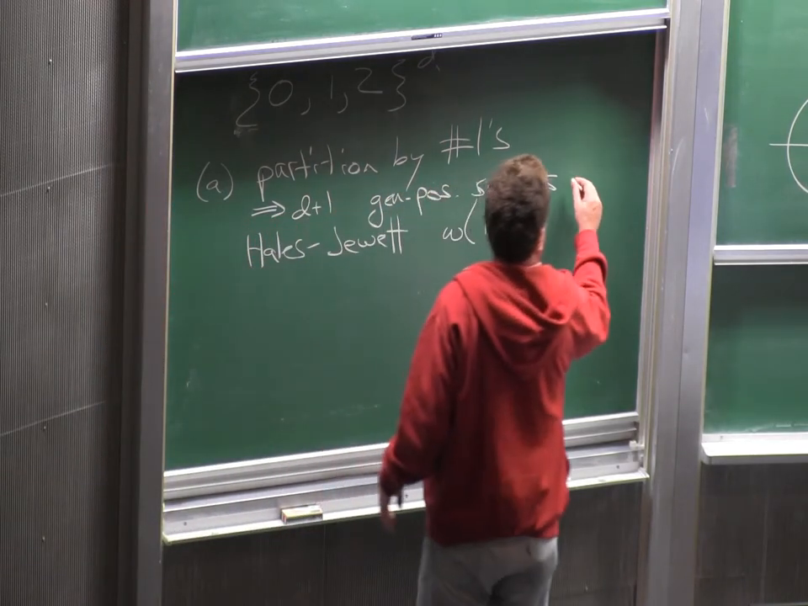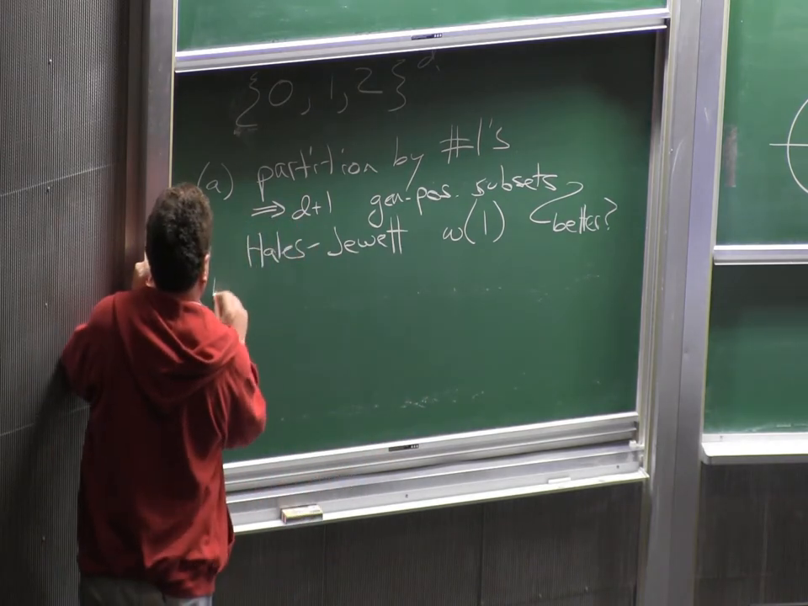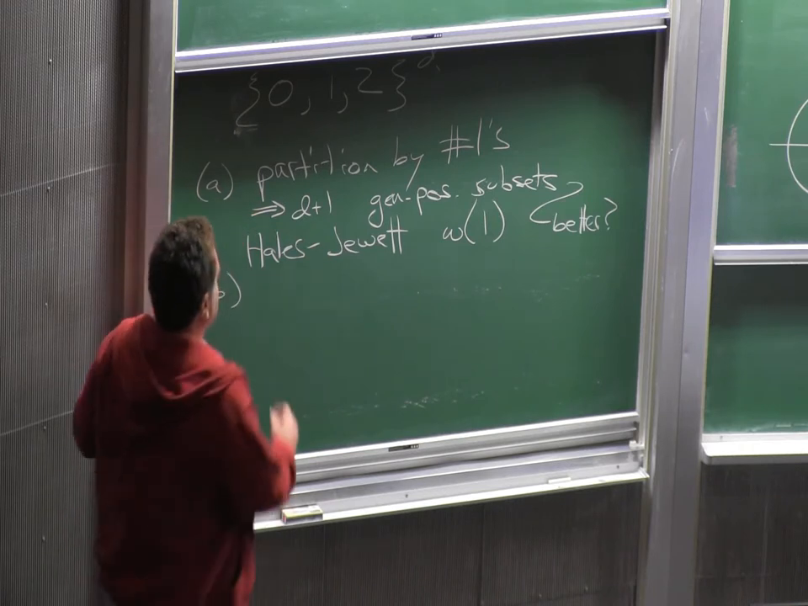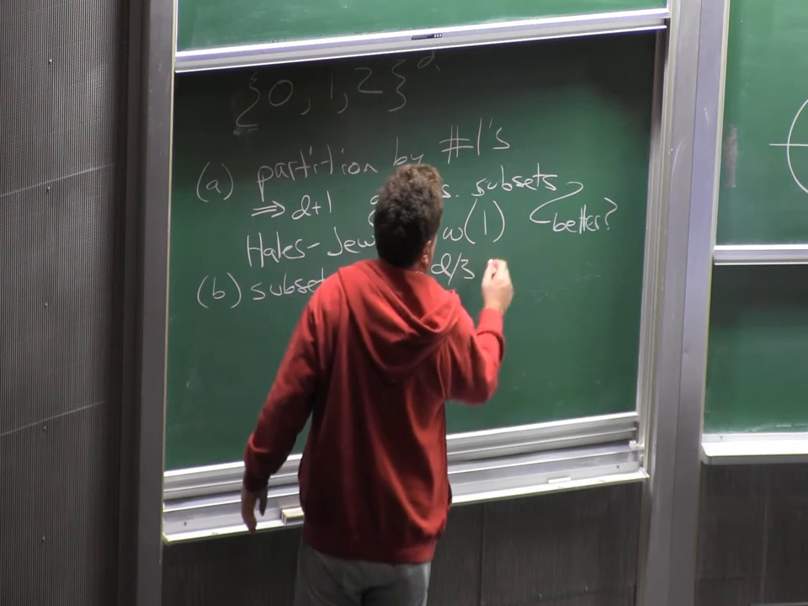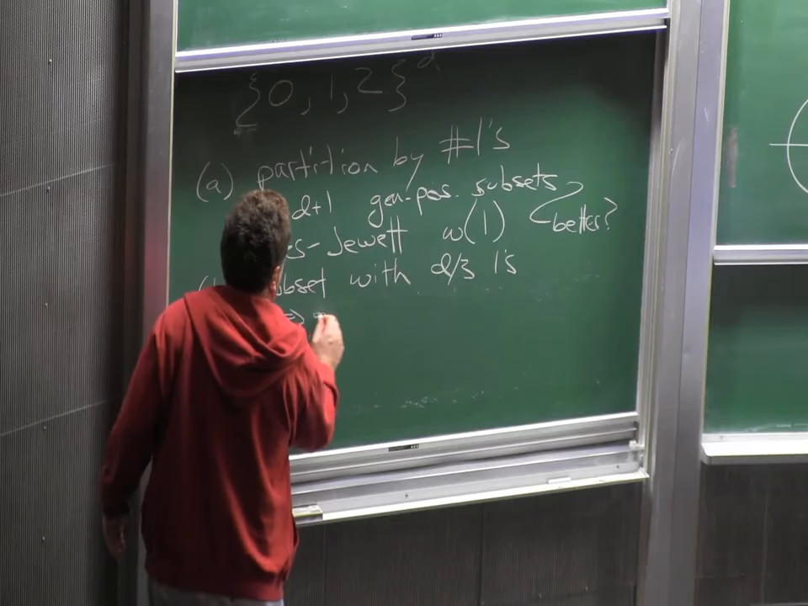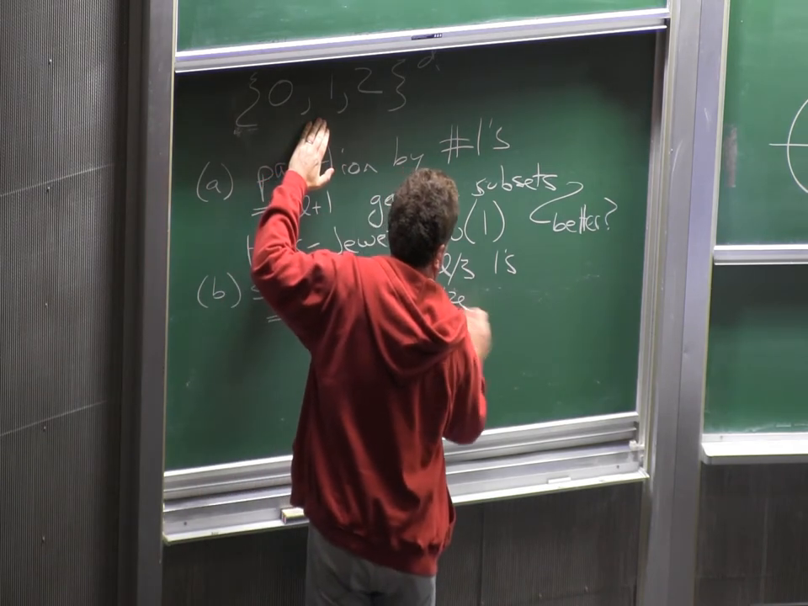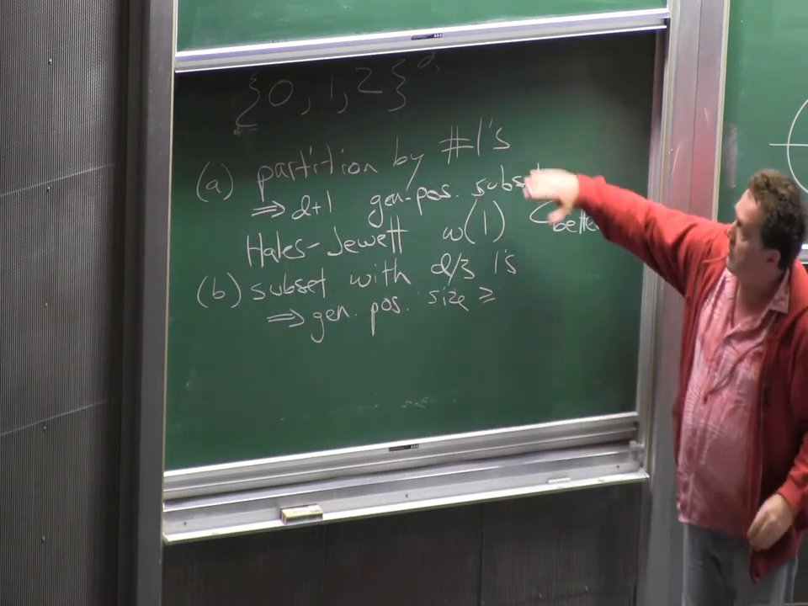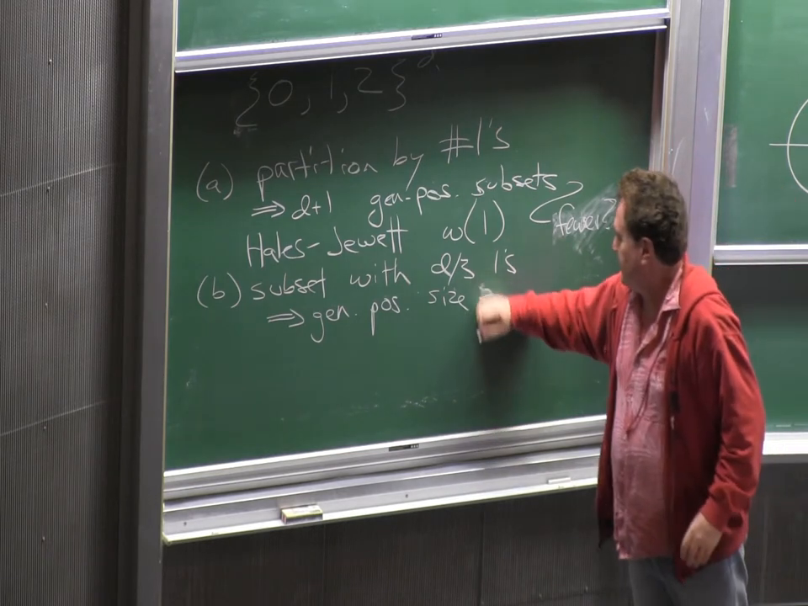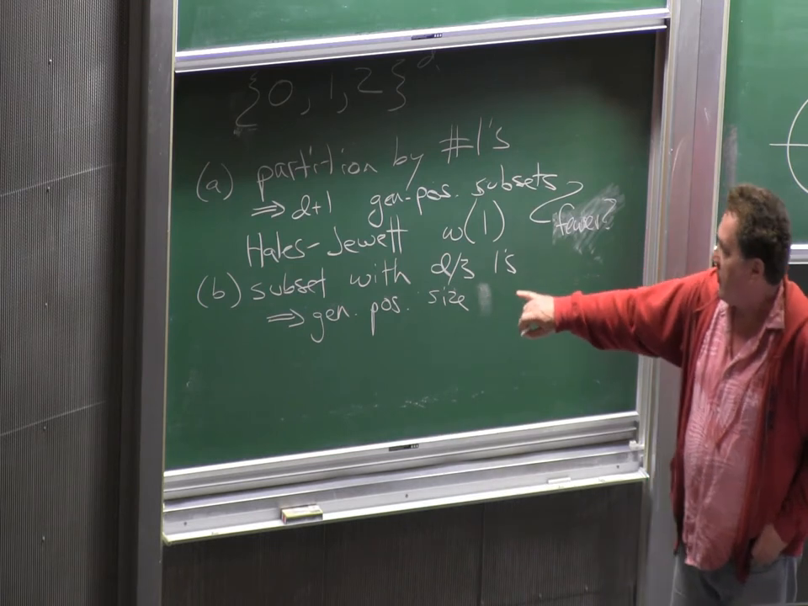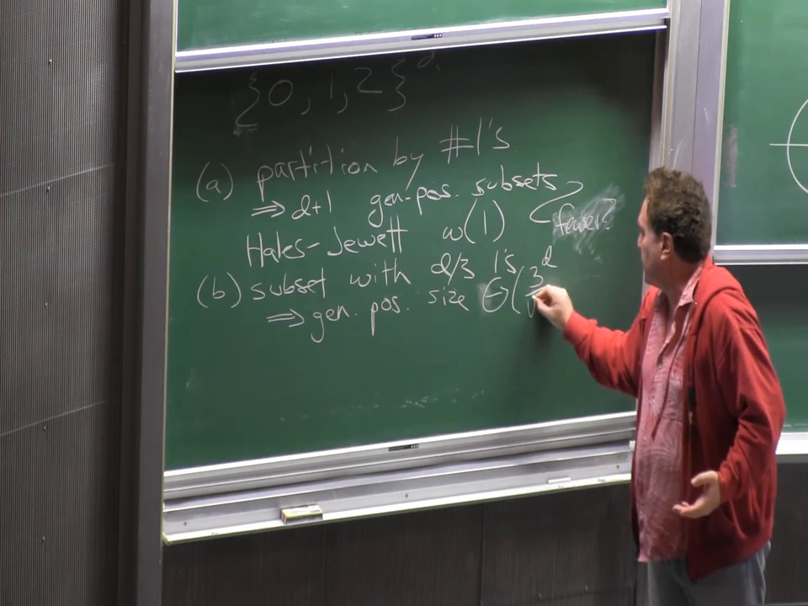So the question is, can we do any better than this? That's part A. Part B is almost the same. It asks, if you look at the subset of this set of points with D over 3 ones, that subset is in general position. Sorry, you don't want to partition; I want to partition into fewer sets. If you take the subset with the largest number of ones, that is in general position, and its size is theta of the number of points over square root of d.